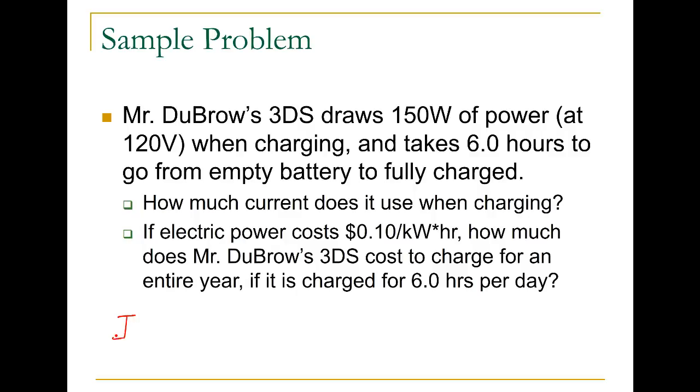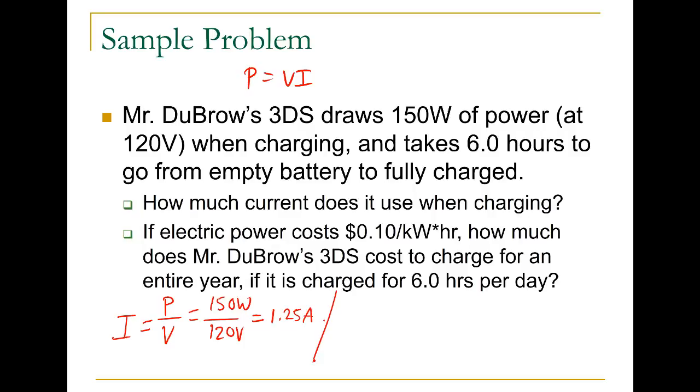So first of all, current is power over voltage because P equals VI. So that's just going to be 150 watts divided by 120 volts, and that's essentially 1.2 amps, right? If I divide by 30, that's 5 over 4, that's 1.25 amps. I can do math, okay?